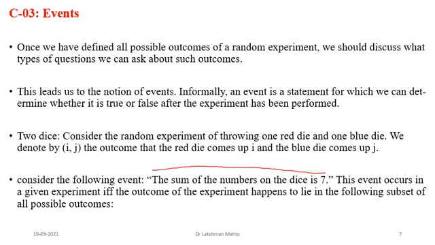See this statement. An event is always a valid statement. What is the event? It is talking about the sum of numbers on the dice being 7. These events occur in a given experiment if and only if the outcome of the experiment happens to lie in the following subset. What would be the subset? Just before going to that subset, I would like to ask, what are the elements of this event?